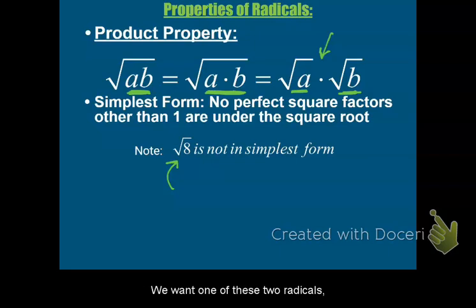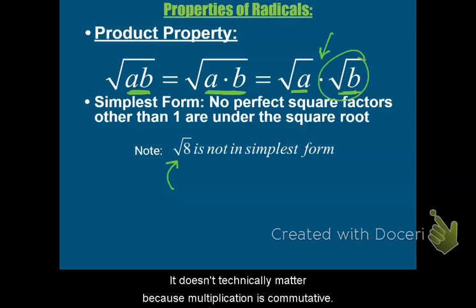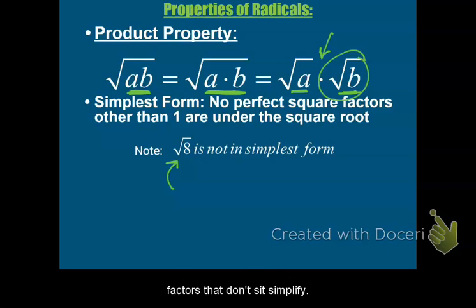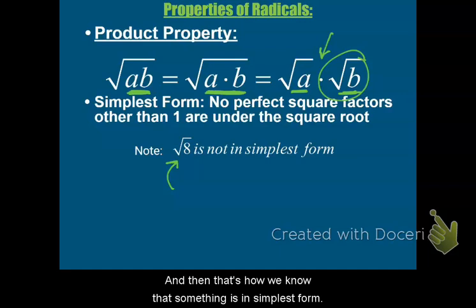We want one of these 2 radicals, either the A or the B, it doesn't technically matter because multiplication is commutative, to be a perfect square. And then we want the other one to be the leftover factors that don't simplify. And that's how we know that something is in simplest form.